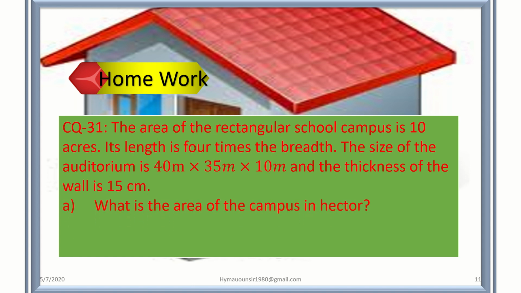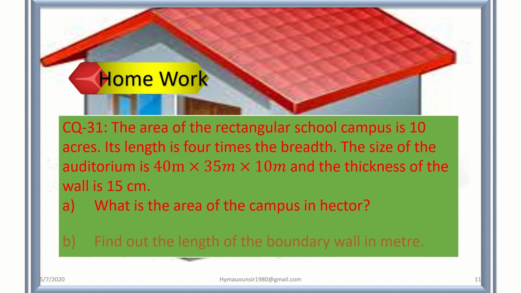A number, what is the area of the campus in hectare? As per the given condition, the area is in acre, but you have to convert it into hectare. We know the relation 2.47 acre equals 1 hectare. So 1 acre is equal to 1 divided by 2.47 hectare. Therefore 10 acre equals 1 into 10 divided by 2.47, and we'll get the required result. The remaining part you will solve.